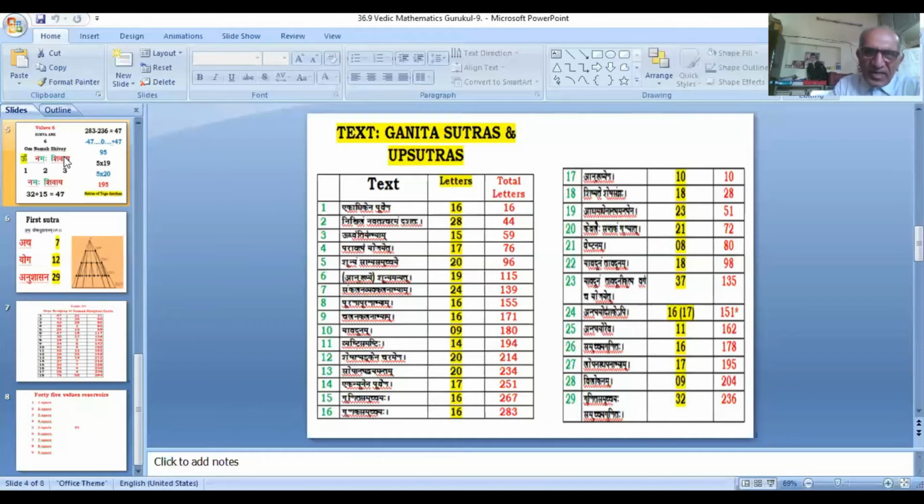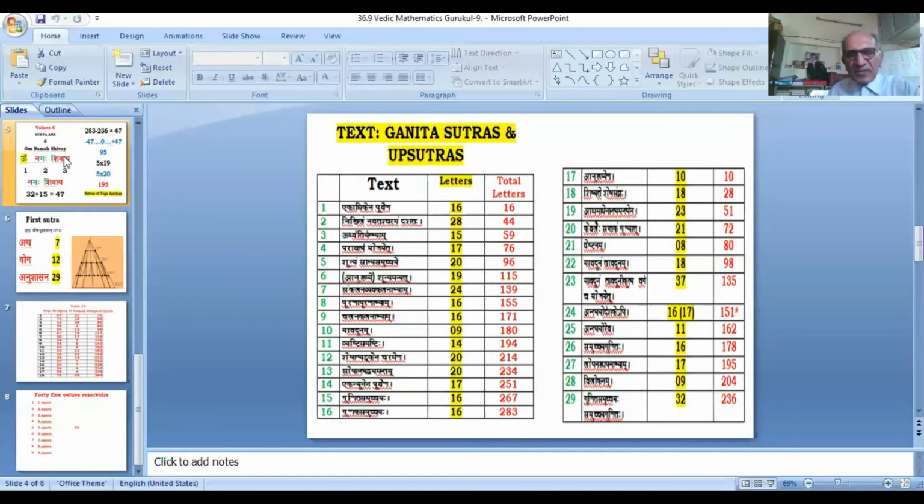However, at the next step, Nikhilam Navatashcaramam Dashatah, Sutra 2 leads us to 28 letters. Therefore, in the fourth column, 16 plus 28 is equal to 44 is the value. Like that, we sequentially proceed that the third sutra, Urdhvatiryagbhyam, is a composition of 15 letters. As such, 44 plus 15 is 59.